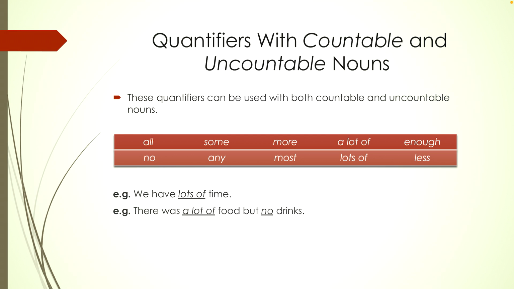Quantifiers can be used with both countable and uncountable nouns. These are some of them: all, some, more, a lot of, enough, no, any, most, lots of, less. Let's look at examples. We have lots of time, or there was a lot of food but no drinks. In the first sentence, time is an uncountable noun and we use lots of with time because we can use lots of with both countable and uncountable nouns.